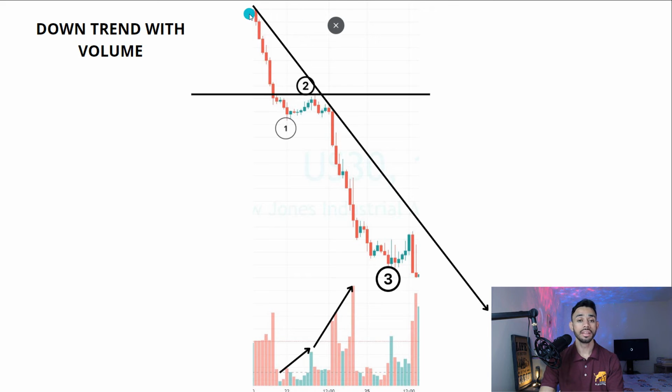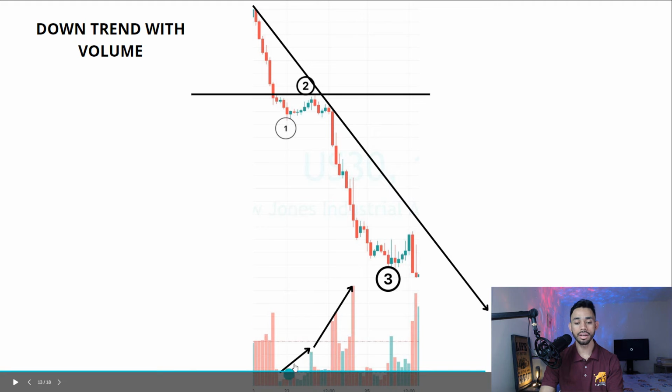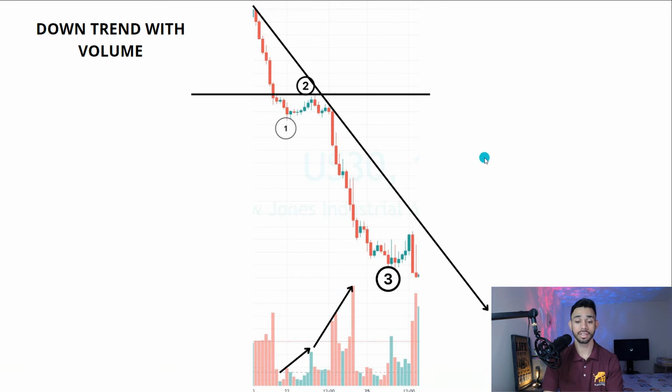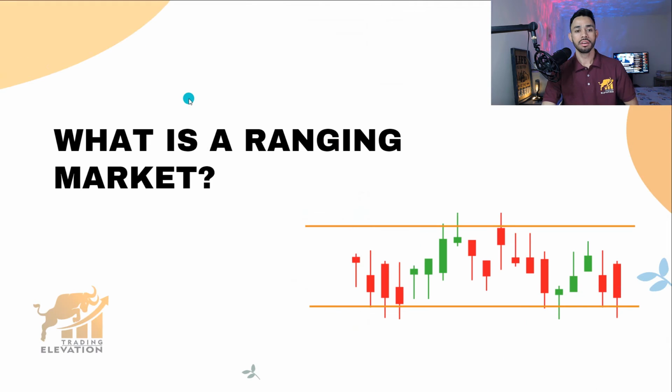So simply, this is 1, 2. So we got 1, we got 2, and then we got 3. And this is another confirmation that the market is moving toward the downside. Simple as this could be. Go ahead and do an example and send me screenshots and let me know if you understand the concept of trend. All right?